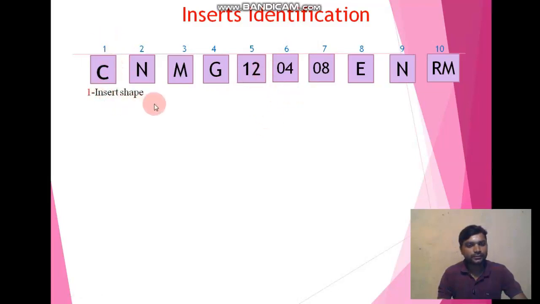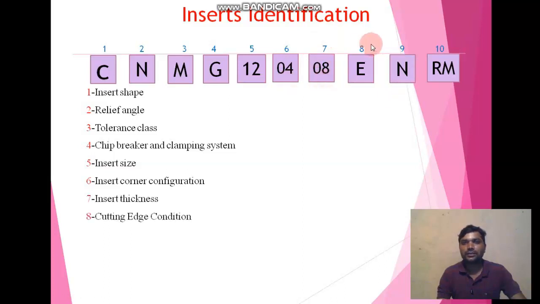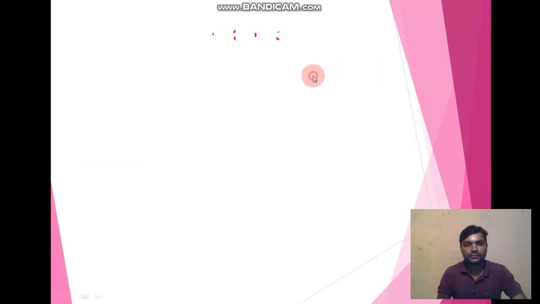First position indicates the insert shape. Second position indicates the relief angle, also called clearance angle. Third position indicates the tolerance class. Fourth position indicates the chip breaker and clamping system. Fifth position indicates the insert size. Sixth position indicates the insert corner configuration. Seventh position indicates the insert thickness. Eighth position indicates the cutting edge condition. Ninth position indicates the cutting direction, and 10th position indicates the chip breaker. Likewise, each and every position defines the insert identification. This is the general nomenclature of insert. Let us discuss one by one.